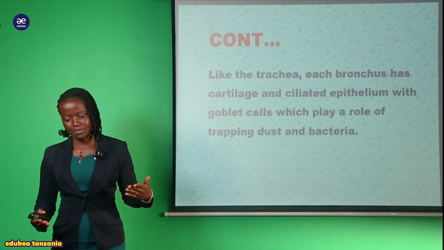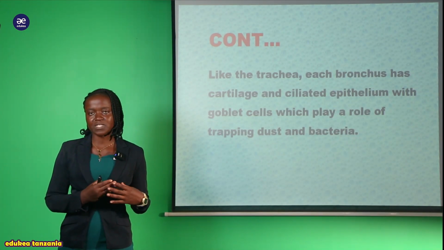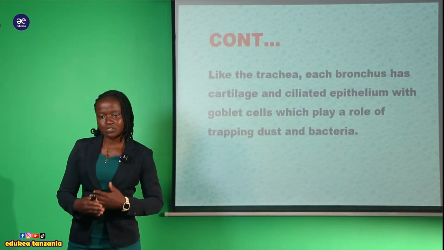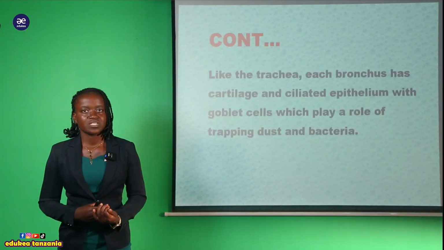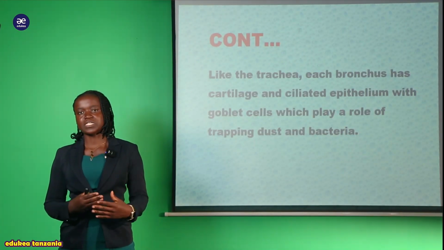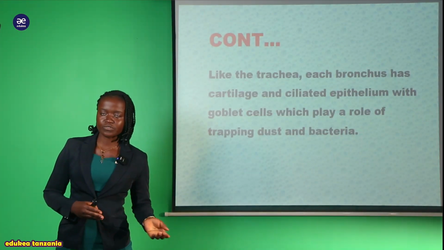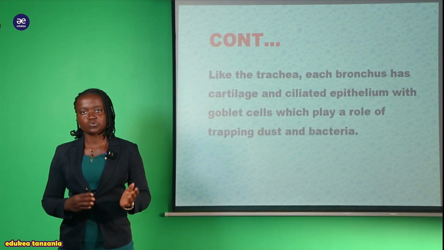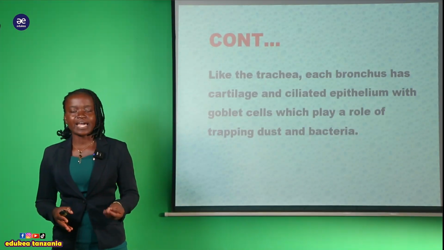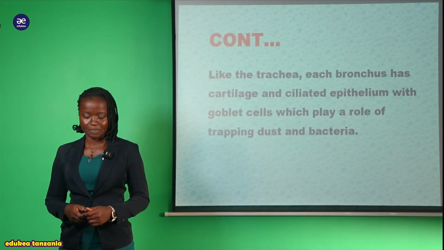So zile contents ambazo zinapatikana ndani ya trachea pia ziko sawa na zile contents ambazo zinapatikana ndani ya hile bronchus. Kwa maana kwamba ndani ya bronchus also there is a presence of the cartilage, but also there is a presence of the ciliated epithelium composed of goblet cells which are involved in the production of mucus which helps to trap any dust, any germs, and any kind of bacteria that might enter with the air.